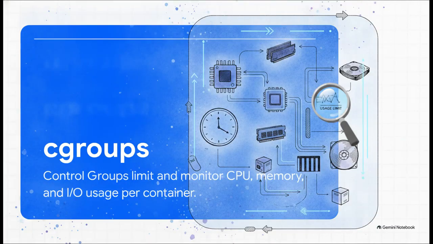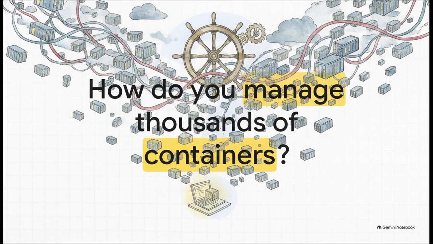The second crucial piece is cgroups, or control groups. Now, while namespaces handle what a container can see, cgroups limit what a container can use. They continuously monitor and restrict the CPU, memory, and I/O usage per container. This guarantees that no single rogue container can just hog all the hardware resources, making sure the entire host system remains perfectly stable.